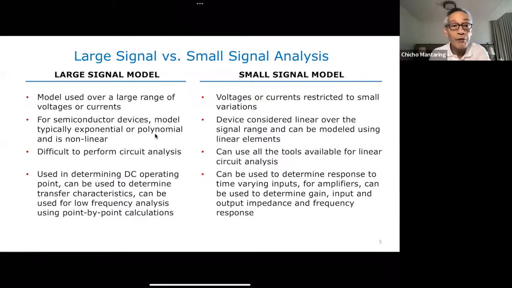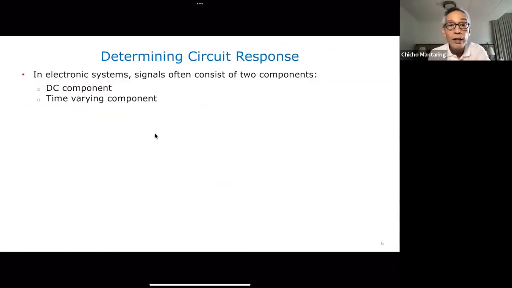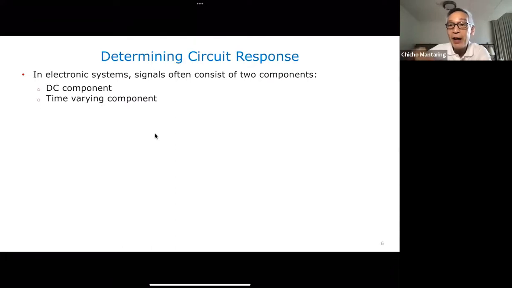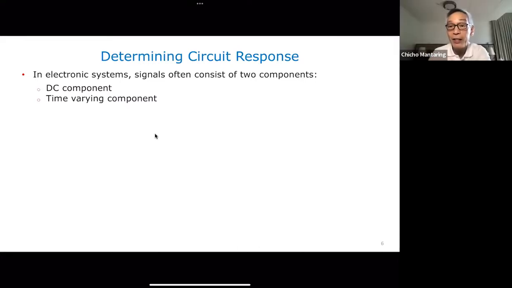But the important distinction is the first. The large signal model, malaki yung variation natin sa voltage or current. Sa small signal, maliit lang. Okay, how do we determine the response? Yes, somebody raised a hand. Sir, if I may ask, like, large signal, does that mean like sine waves with like large amplitudes? Pag sine wave na malaki ang amplitude, hindi na yung small signal. Large signal yun. So pag like, sine wave na maliit yung amplitude, that's small signal.